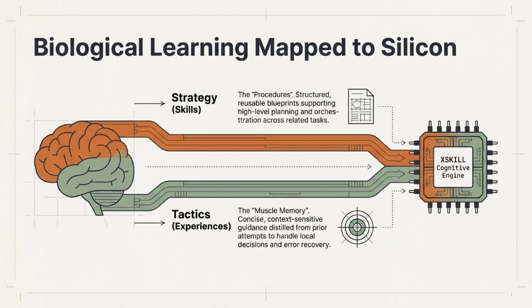To build a better system, we looked at biology and mapped human learning to silicon. Humans improve through two distinct channels, strategy and tactics. We designed the XSKILL cognitive engine to mirror this. The strategy part becomes our skills. These are structured, reusable blueprints that support high-level planning. The tactics part becomes our experiences, the muscle memory and concise, context-sensitive guidance distilled from prior attempts to handle local decisions and error recovery.